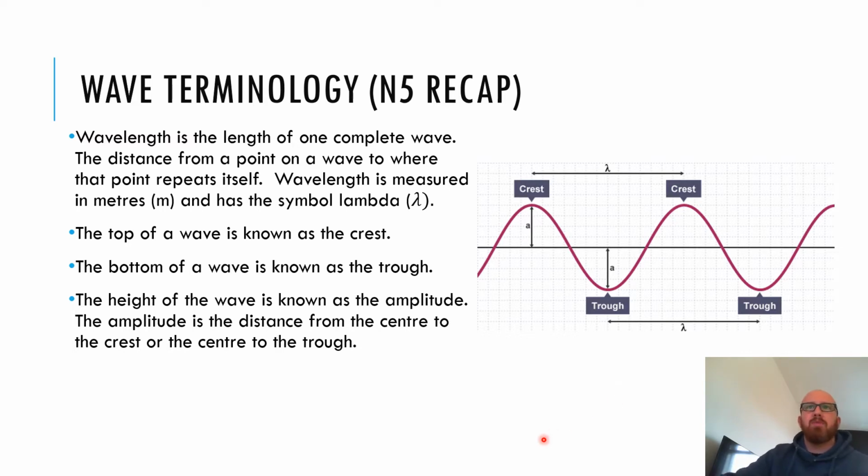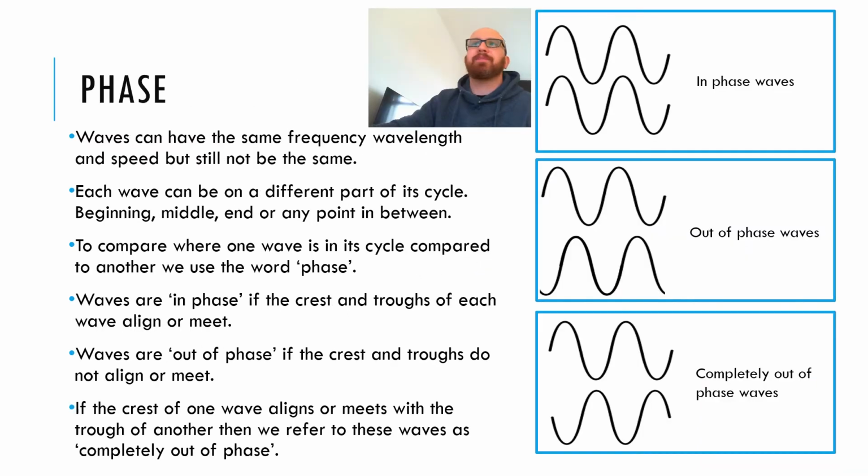The height of the wave is known as the amplitude. The amplitude is the distance from the centre to the crest or the centre to the trough. The higher the amplitude, the more energy, and the amplitude determines the height of the wave. Okay, so that's just a wee bit of National 5 revision. We're going to be using the words crest and trough, wavelength quite a lot over the next few slides.